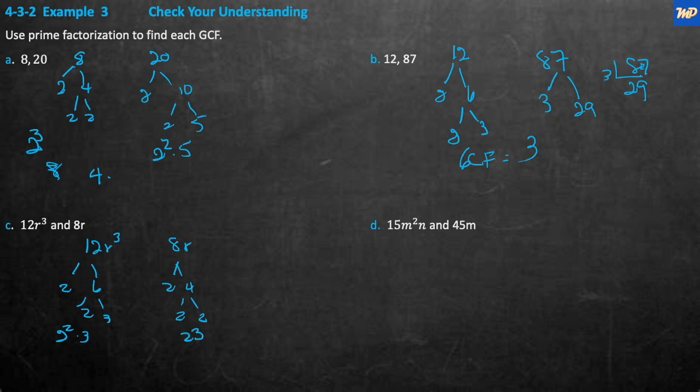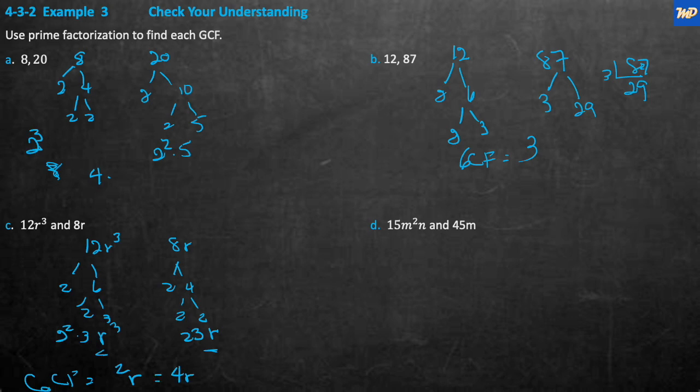Now what about the r? We have an r cubed over here, and over here we have an r. So the highest common factor here is the r. They both have at least one r in them. And this one has three 2s, this one has two 2s. So it's 2 squared and r. So the greatest common factor, the GCF, is equal to 2 squared r, or 4r.